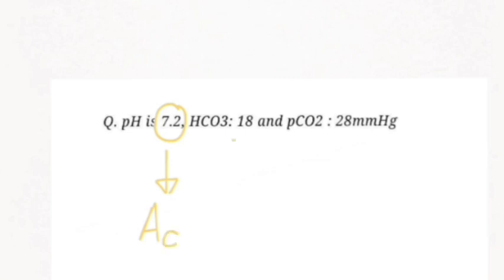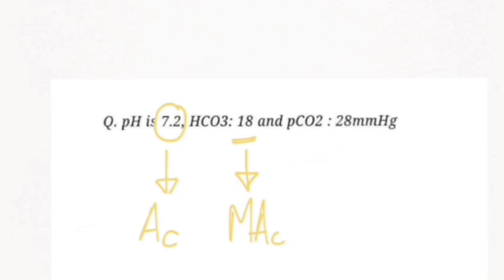Now the second step is telling that this is also going on a lower side, same as that of the pH. So both are going on the same side. So according to the mnemonic, it means that this is a case of metabolic acidosis. Now let us calculate the expected PCO2. So the expected PCO2 will be HCO3 plus 15, which means 18 plus 15, that will be 33.